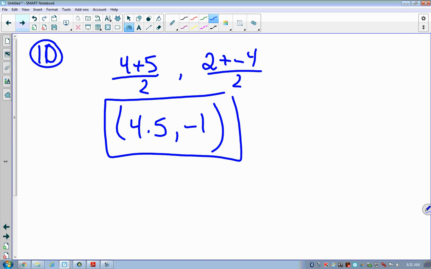Now, what you want to be aware of, I think we've had a question like this before, maybe we've at least worked one out, where they gave me one point of the line segment and they gave me the midpoint of the line segment, but I had to find the other point. Do we know how to do that? No?